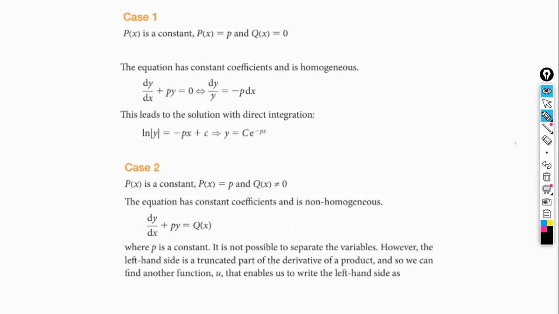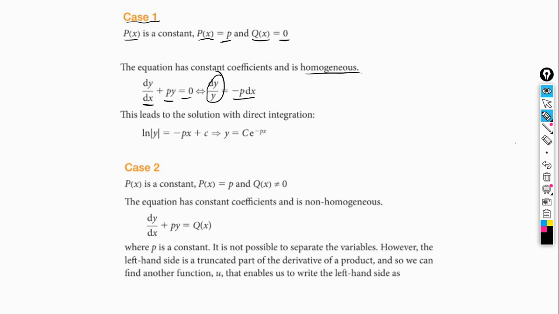So let's take a look at case 1. P of x is a constant, so we can write P of x as P, and Q of x is equal to 0. The equation has constant coefficients and is homogeneous. So notice that we write it as derivative of y plus P times y is equal to 0. And then we can easily rearrange this into dy over y is equal to minus P dx.